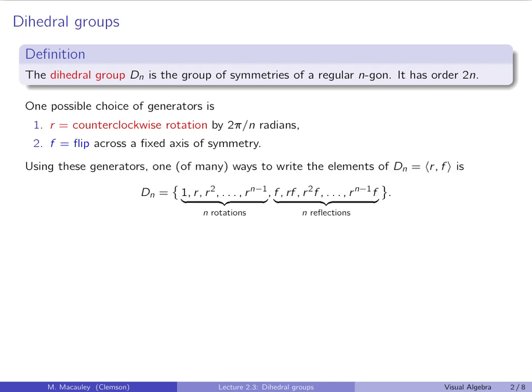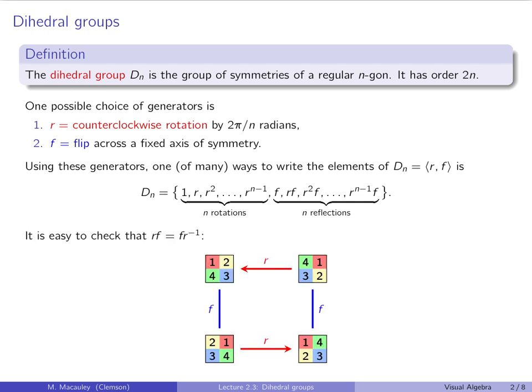Using these generators, one of many ways to write the elements of Dn is as follows. The rotations are just powers of r: 1, r squared, up to r to the n minus 1. And the reflections are powers of r followed by a flip f. Of course, there are other ways. Some books like to write f first and then powers of r. But we'll stick with this convention because I think it works better with Cayley graphs.